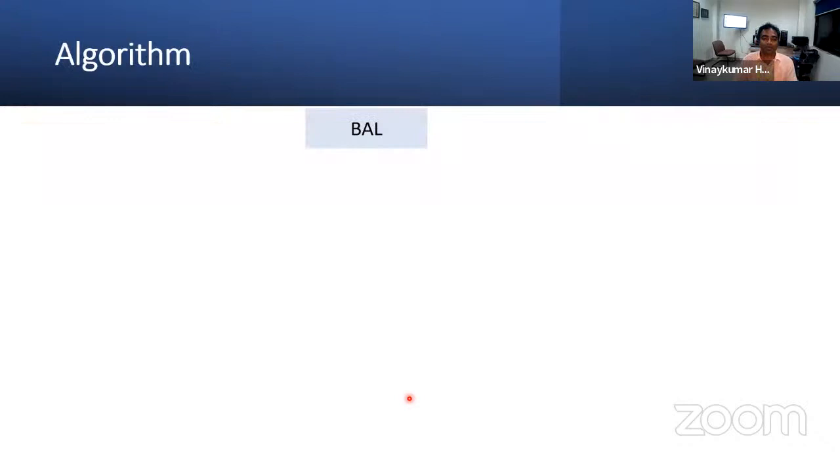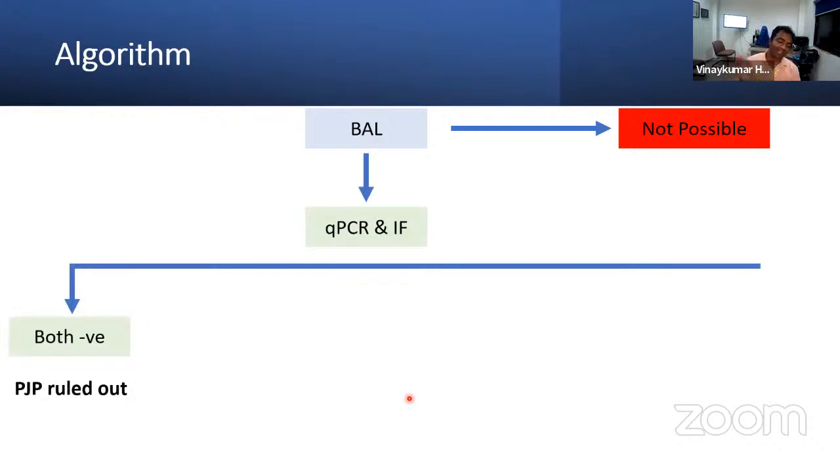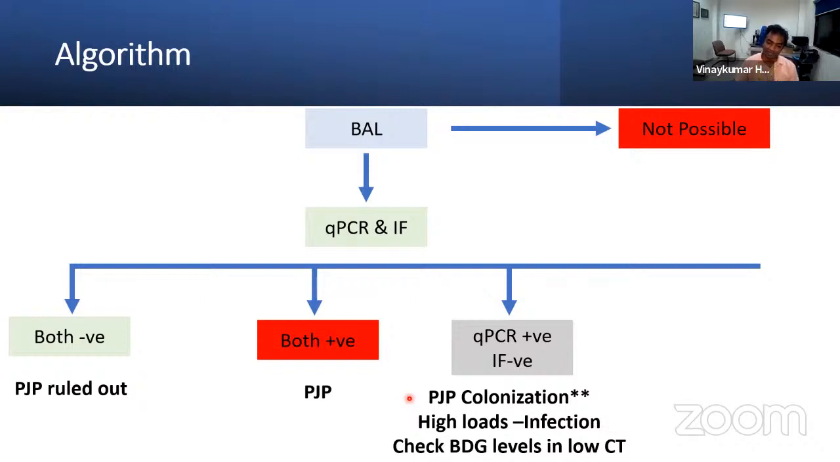So how do you diagnose it? The first thing you consider when you have a patient with cough, fever, dyspnea, and X-ray findings indicative of Pneumocystis is whether you can do a BAL or not. If you can do a BAL, go ahead and do PCR and immunofluorescence. If both are negative, the patient does not have Pneumocystis pneumonia. If both are positive, the patient has Pneumocystis pneumonia. If qPCR is positive but IF is negative, then the patient may have colonization.